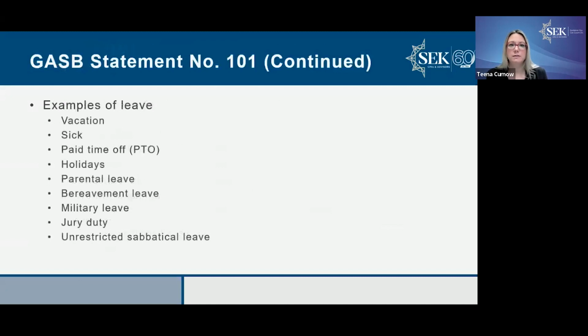This is just a list of examples of leave. The three obviously most common ones, vacation, sick, and just the general paid time off or PTO, but there are other applicable leaves that would be covered under this standard.